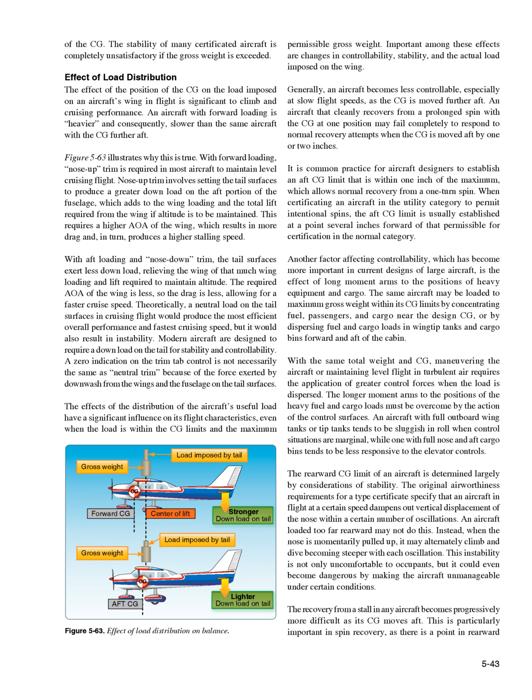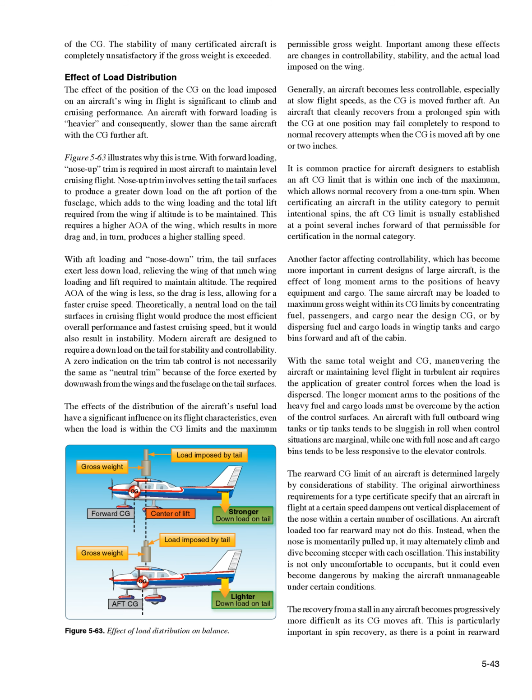An aircraft that cleanly recovers from a prolonged spin with the CG at one position may fail completely to respond to normal recovery attempts when the CG is moved aft by 1 or 2 inches. It is common practice for aircraft designers to establish an aft CG limit that is within 1 inch of the maximum, which allows normal recovery from a one-turn spin. When certificating an aircraft in the utility category to permit intentional spins, the aft CG limit is usually established at a point several inches forward of that permissible for certification in the normal category.